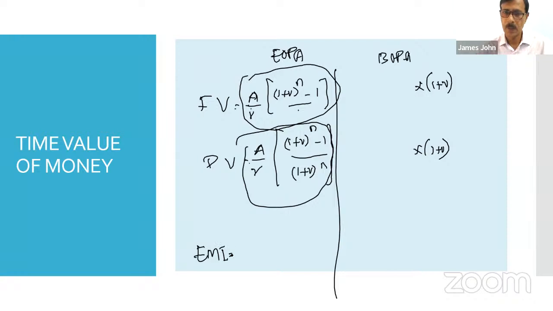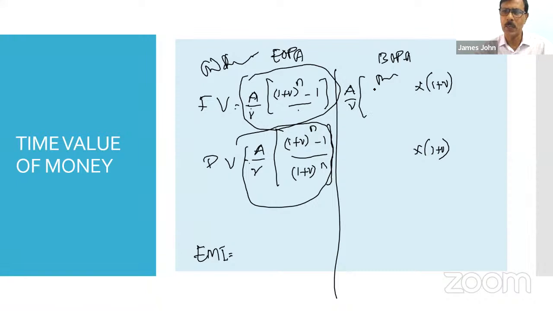Sir, in the first one, which one is annuity due and which one is ordinary annuity? End of the period annuity is our ordinary annuity. Beginning of the period annuity is annuity due. The first one is end of the period annuity. This is ordinary annuity. And this is annuity due.